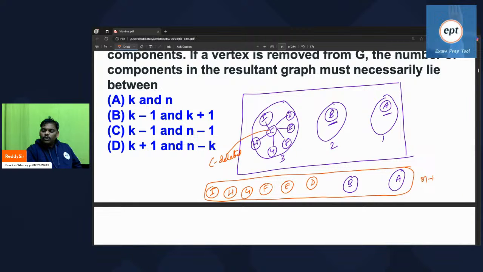So n minus 1 components will be there. This is the maximum number of components. If you delete one vertex, it may be a star graph. Then all will become isolated: 1, 1, 1, 1, 1, 1, 1, 1. So n minus 1 components maximum.